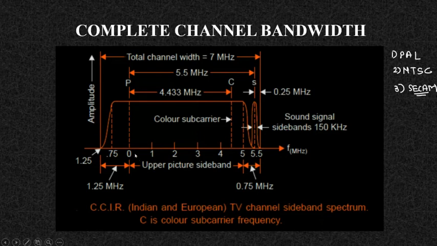You are taking the complete upper sideband, 0.75 of a lower sideband, and an attenuation band of 0.5, so 1.25. You are putting your sound carrier at 5.5 megahertz away from your picture carrier, and a bandwidth of 200 kilohertz is given here. If I add all these things, this is 5.75 and this is 1.25. So the complete channel bandwidth here for the Indian or European system is 7 megahertz.